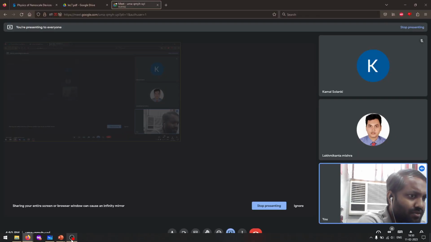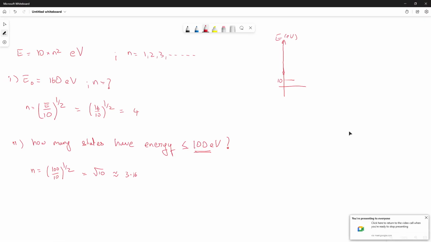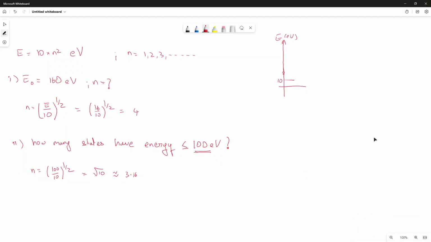Yeah. So forget the previous question that I asked. These are the energy levels. So first is 10 eV. What is the second energy level? Come on, it's not that difficult. Come on. 20. What is the formula here?